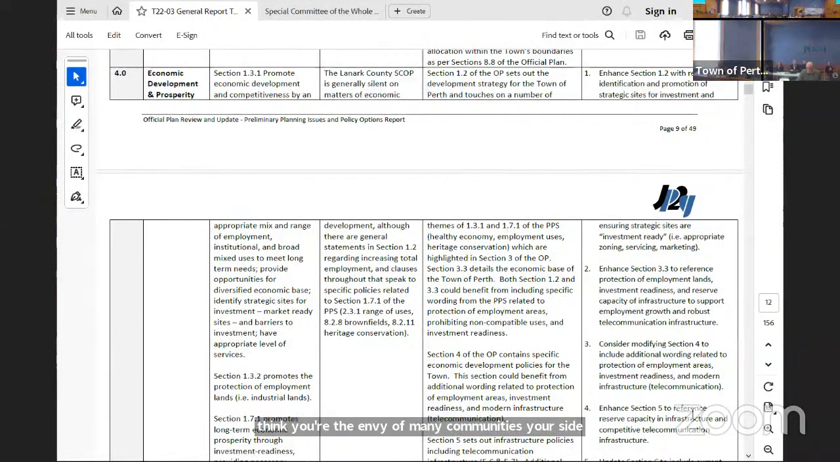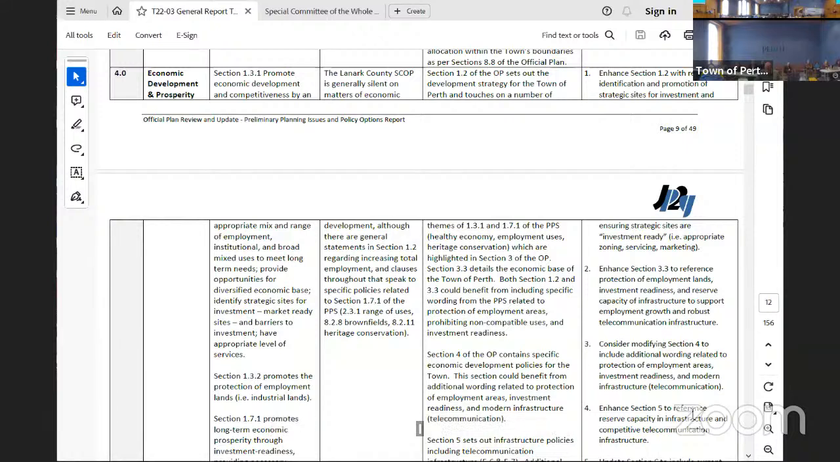But I think that there's also the ability to look at policies that encourage being investment ready. Property, or that you've got reserve capacity in your infrastructure, that you've got robust telecommunication infrastructure, all of which are sort of modern planning concepts that come out of economic development. I think that you could pick up on.